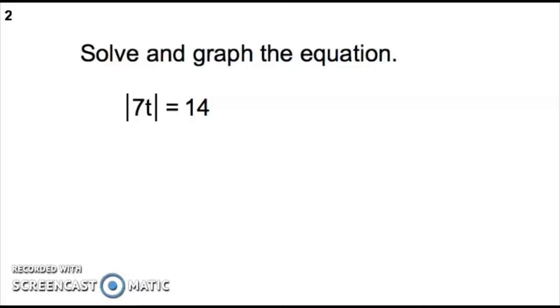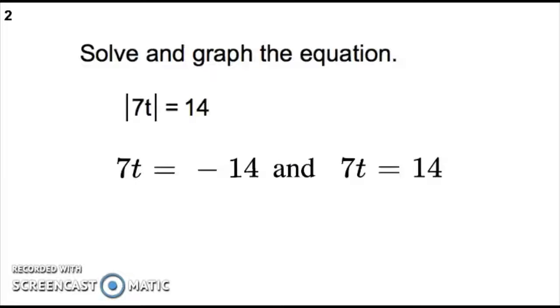Starting with number 2, we are solving and graphing the equation. Now, in an absolute value equation, what we look for is, think of what two numbers would have an absolute value of 14. Absolute value is the distance a number is from 0. So what two numbers will have an absolute value of 14, or a distance of 14? That would be 14 and negative 14.